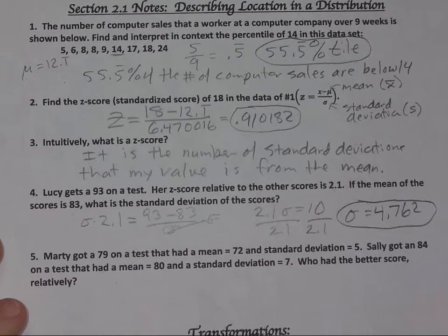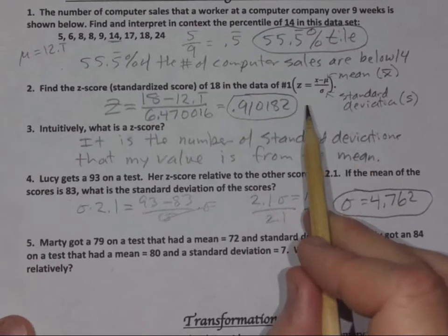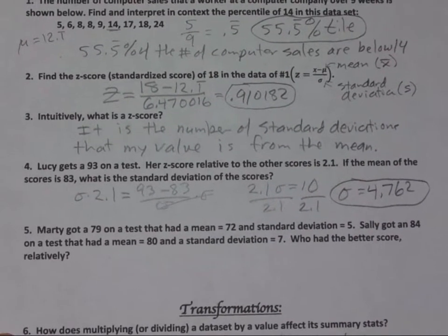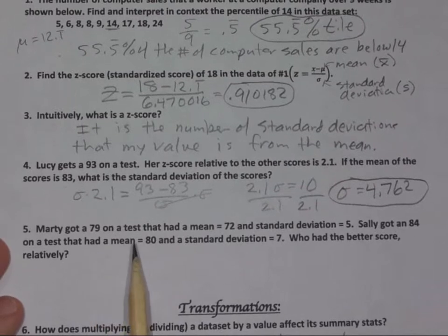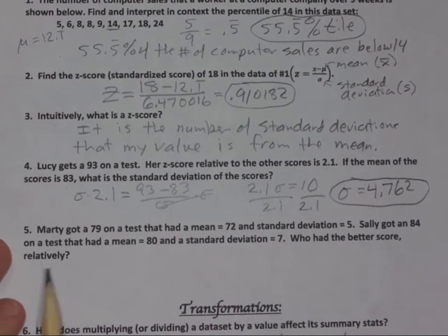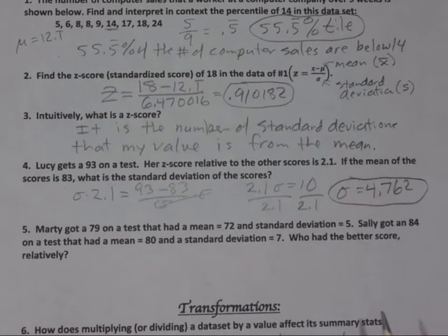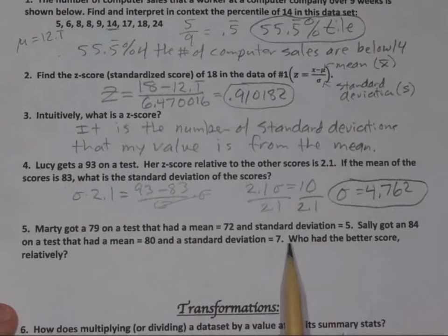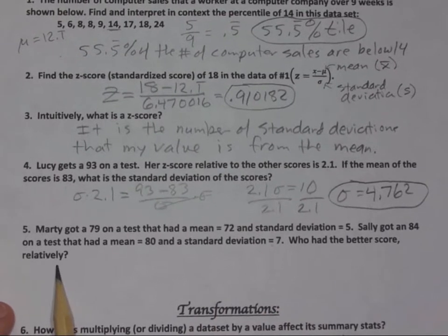All right, and so there are always several problems involving the formula for a z-score on the AP Stats exam. All right, and let's look at this one. Marty got a 79 on a test that had a mean of 72 and a standard deviation of 5. Sally got an 84. She scored higher on her test, but it's a different test that had a different mean and standard deviation. Her mean was 80 and a standard deviation of 7. Who had the better score relatively?